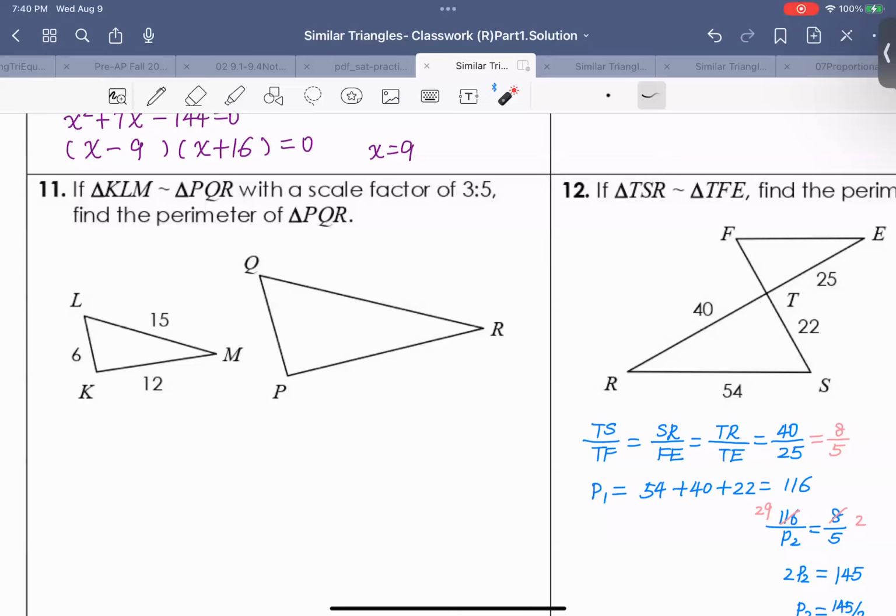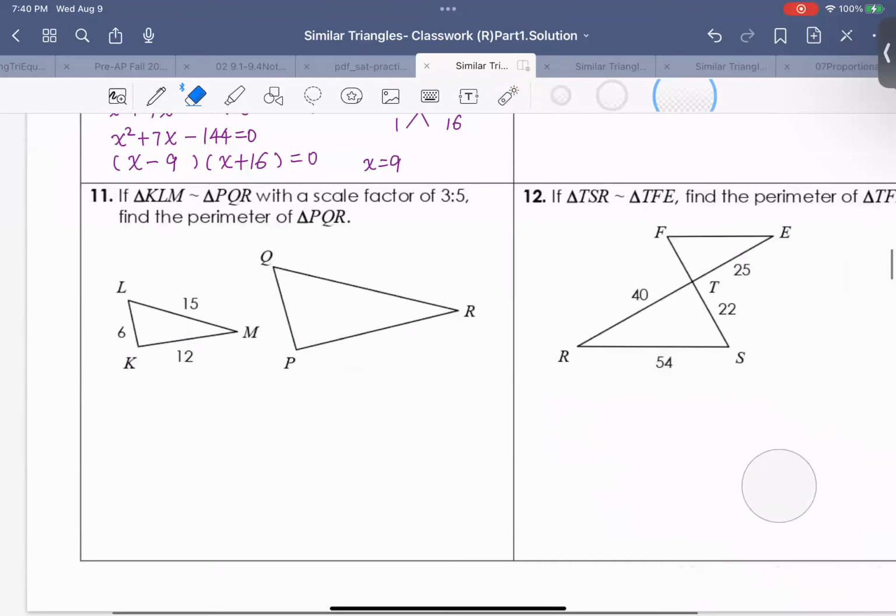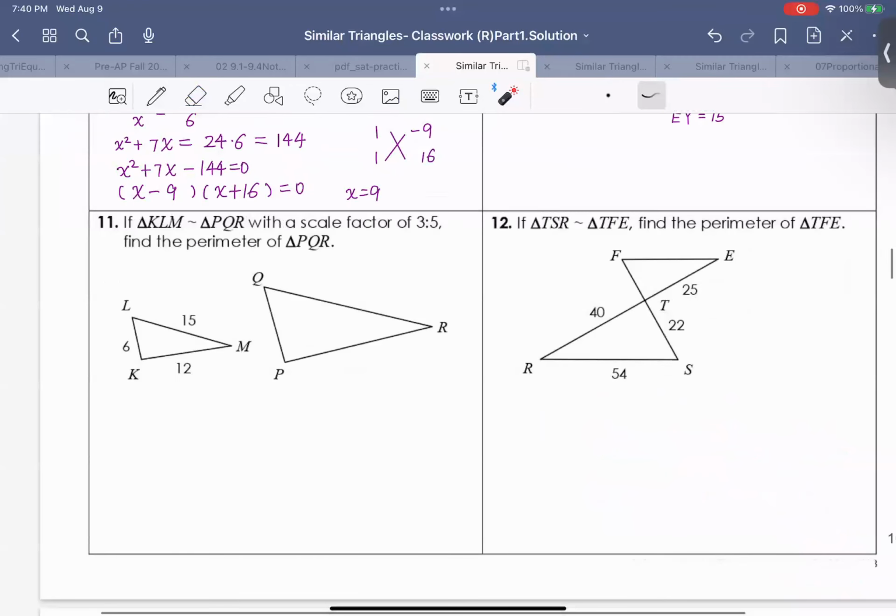Oh, Annie and Haiti. Very good. You both get the correct answer. That's pretty good. That's very nice. This time, girls are way faster than the boys. Also, if you finish 11 correctly, you can go ahead and do number 12. They ask you to find the perimeter of triangle TFE. Go ahead, try this.